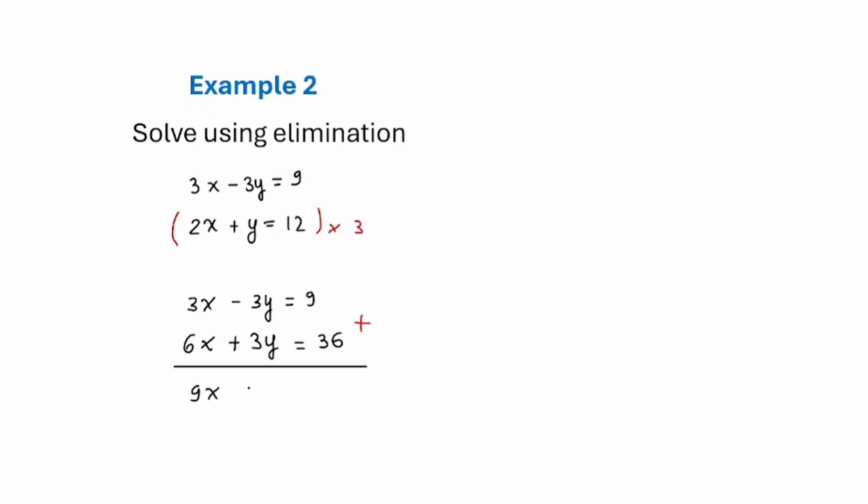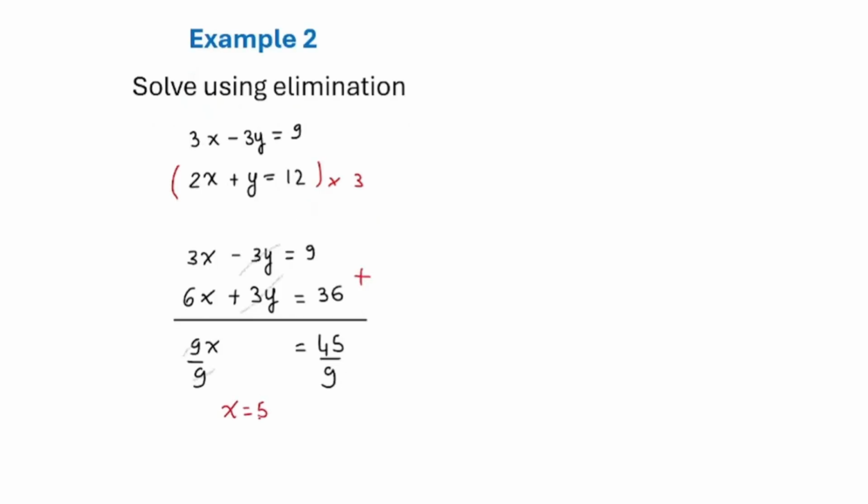Minus 3y plus 3y cancel out. 9 plus 36 gives 45. So we get 9x is equal to 45. To solve for x, we divide both sides by 9. x is equal to 5.